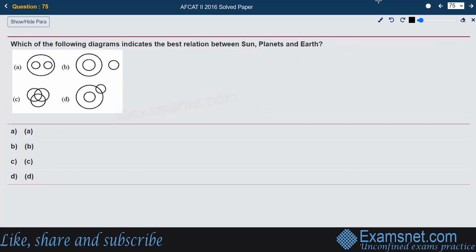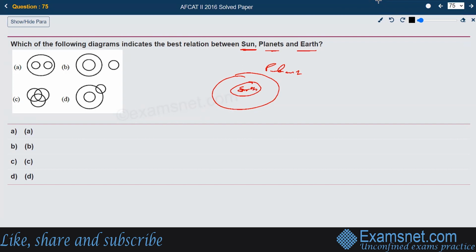Next, which of the following diagrams? Again, we have to find out the relation between sun, planet, and earth, the pictorial one. If you have an understanding of these three things, the earth is also a planet. So there are various planets, and out of them, earth is also a planet.